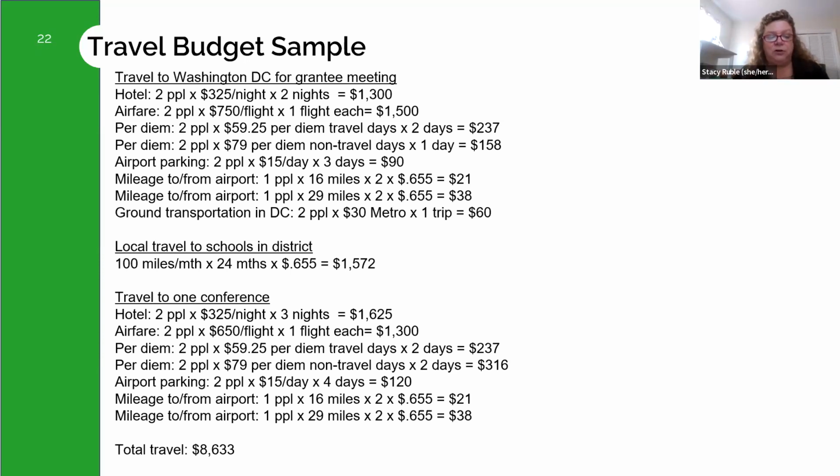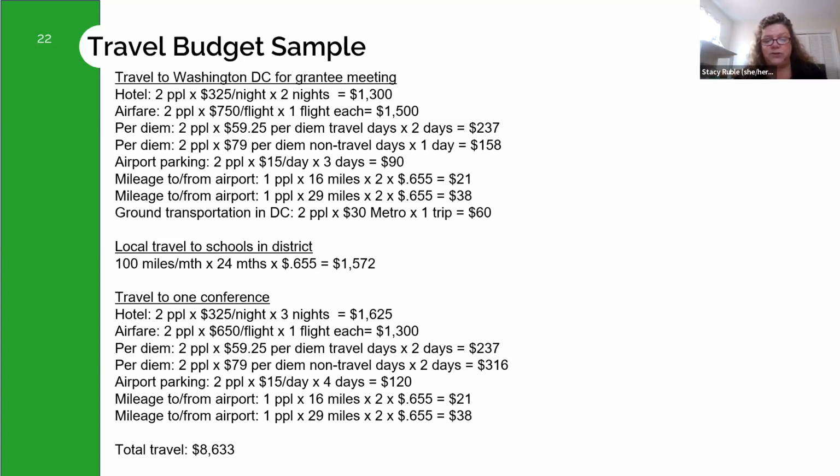You might also want to include local travel within your school district or LEA, because if your project director is going to be traveling around to individual different schools, that could add up to a lot of miles depending on the size of your district.